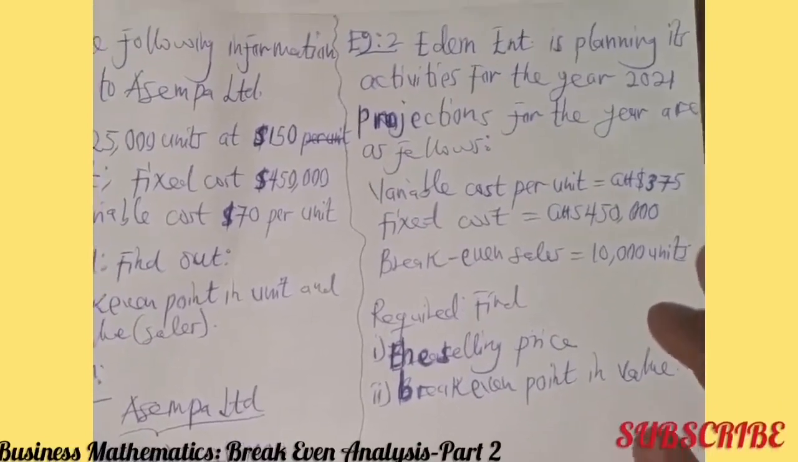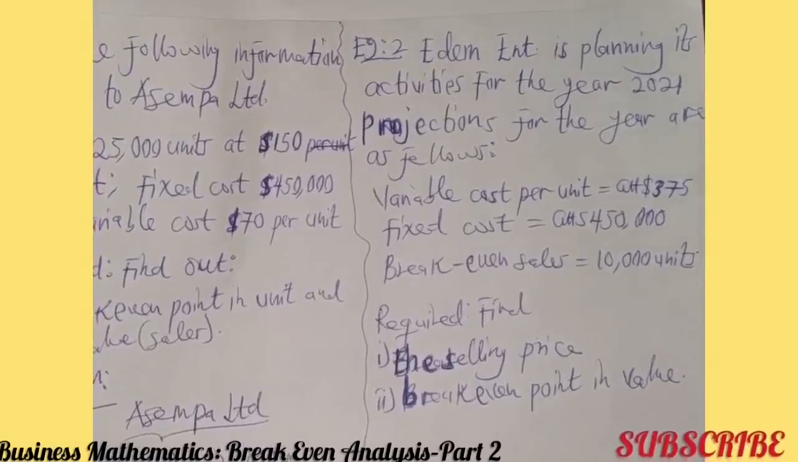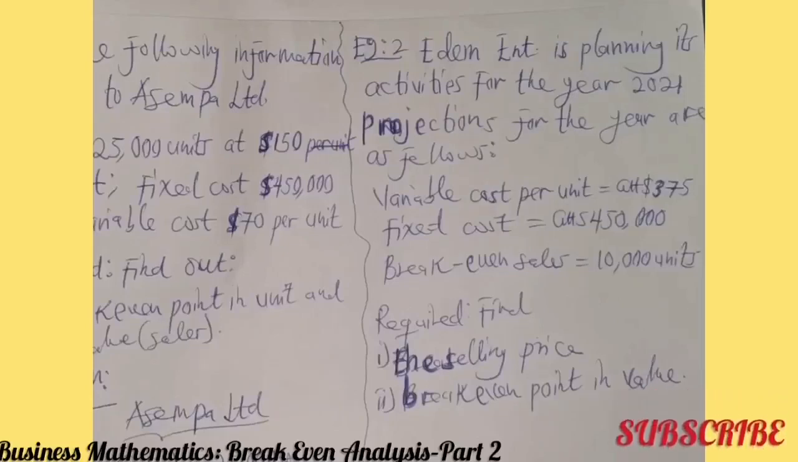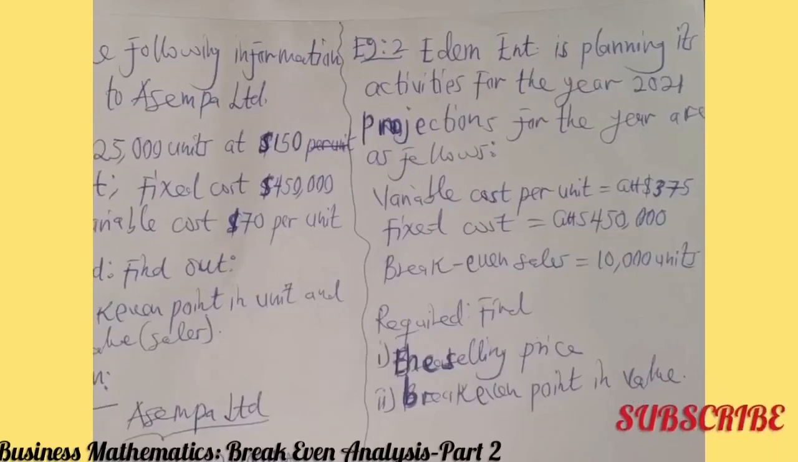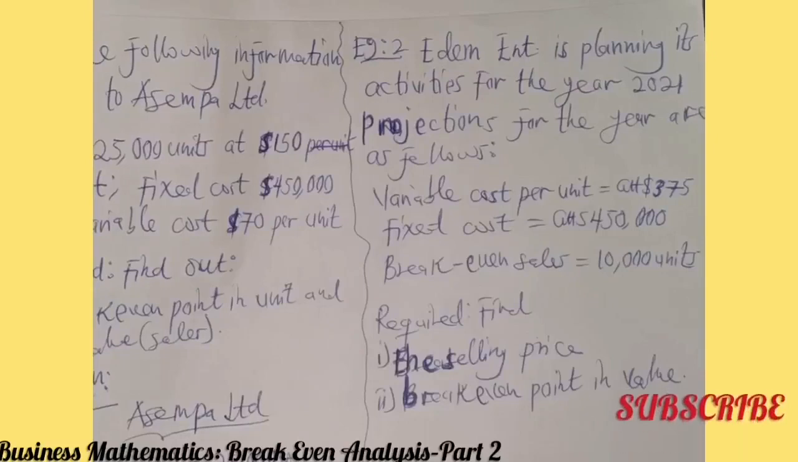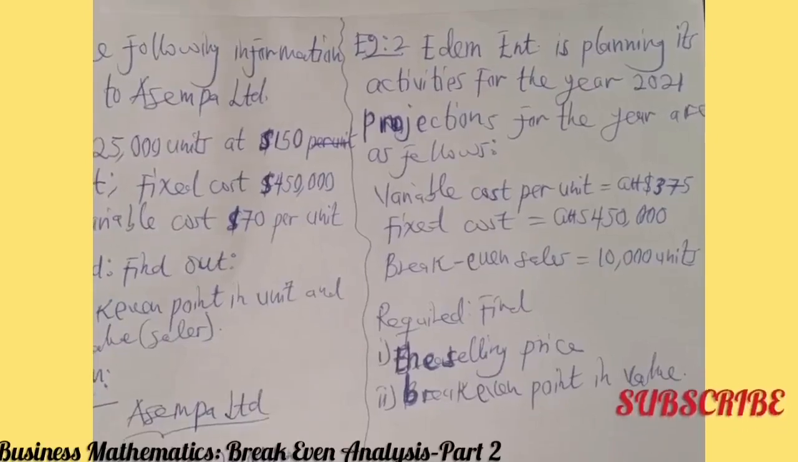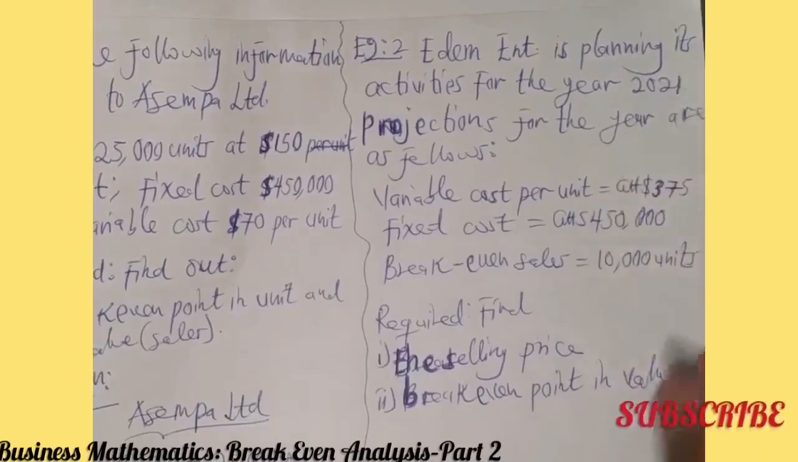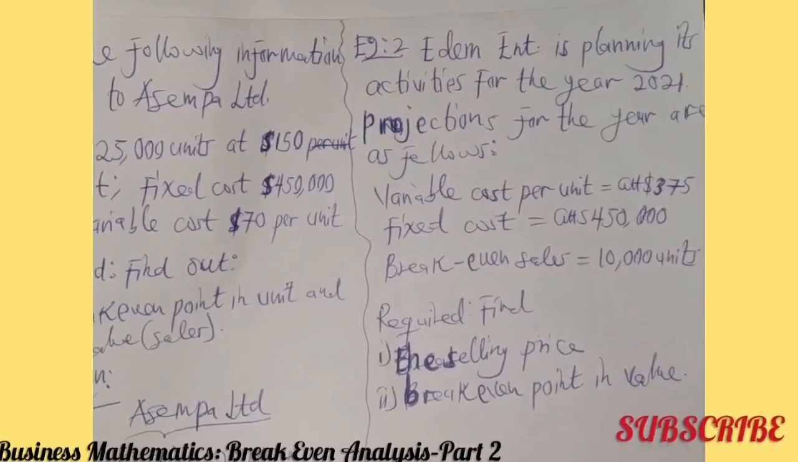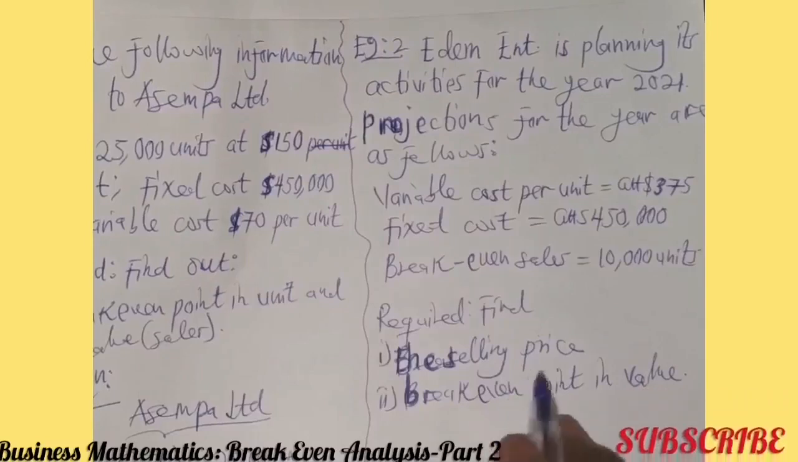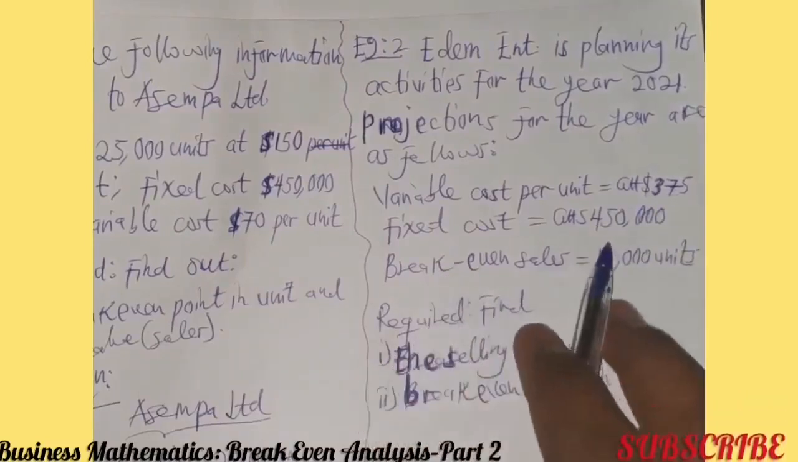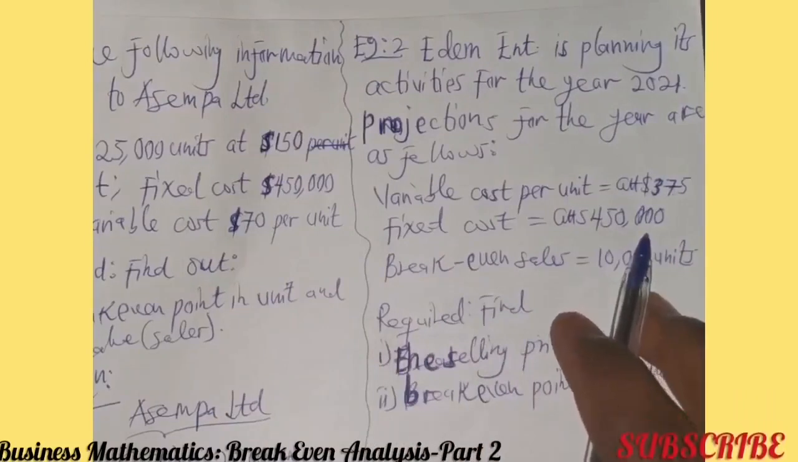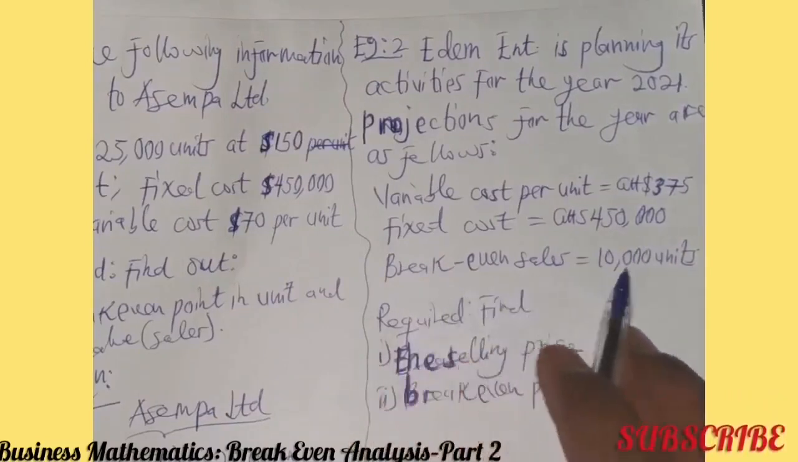Example two, let's see how example two ought to relate. It says that Edem Enterprise is planning its activities for the year 2021. Projections for the year are as follows. Variable cost per unit is 375. Fixed cost is 450,000 Ghana shillings. Then your break-even sales is 10,000 in units.